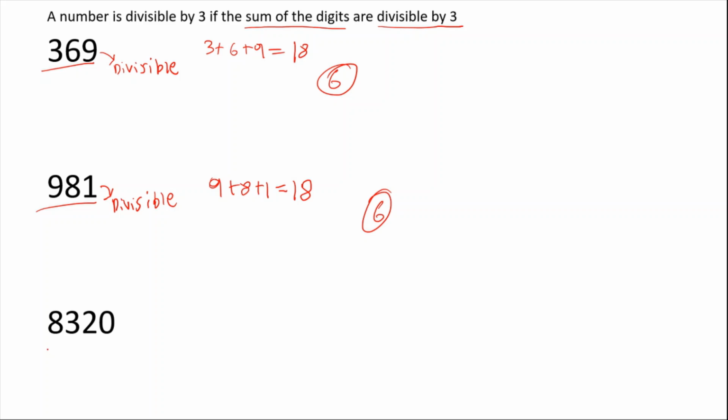Alright, the next number here is 8,320. Now if we add up the digits, we'll get a total of 8 plus 3 plus 2 plus 0, which will be a total of 13. Now if you try to divide this number by 3, we will get a remainder, and it won't go in evenly. So this number is not divisible.